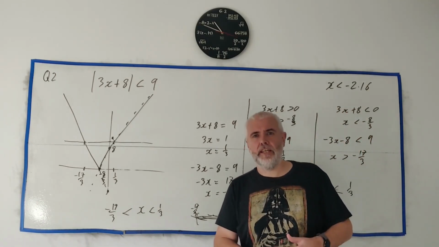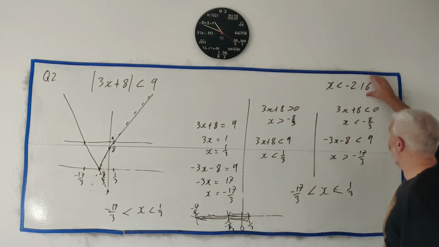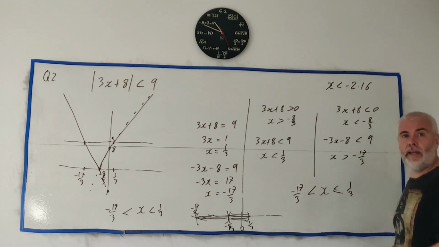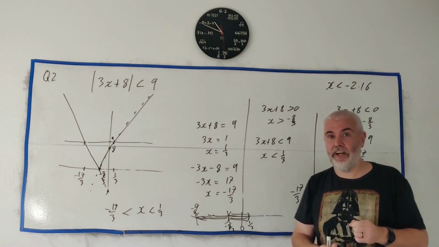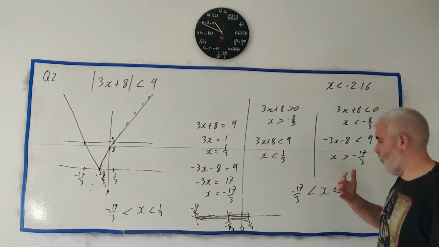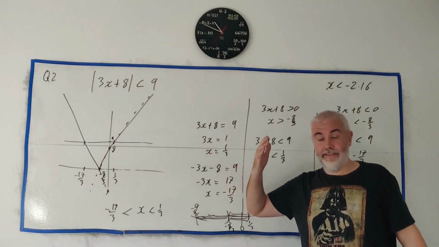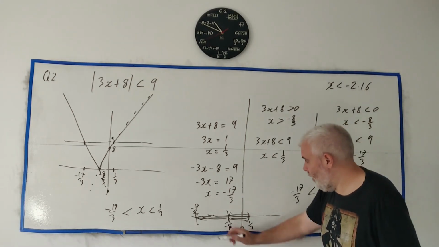Finally, for part C, it's only 1 mark for this. They want you to combine your two answers. This is your answer from part A and your answer from part B, and tell us how many integers satisfy both of them. Remember what an integer is. It's a whole number. 1, 2, 3, 4, or a 0 as well. -1, -2, -3. Let's see which of them fit in here.